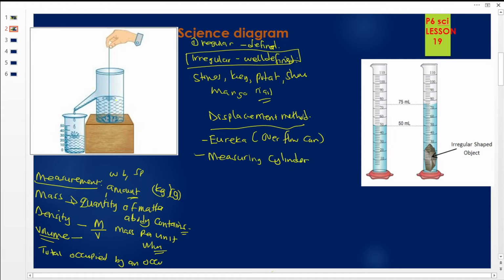This one is showing us the displacement method. This one is a string. I think you are seeing the use of the string. The string here is used to hold the irregular object. Then we have this container, called the eureka. If you don't call it the eureka, it is an overflow can. This overflow can has this part here, called the spout. The importance of the spout is to let out water.